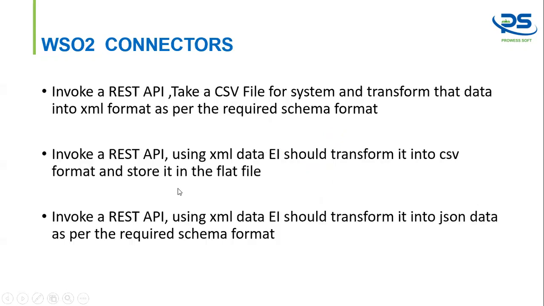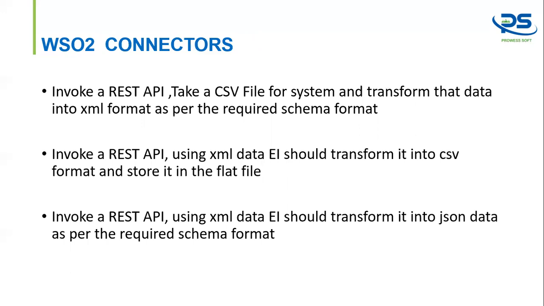We are going to learn three use cases. First, we will be invoking a REST API, taking a CSV file from the system. We will be sending the request from Postman with the file name, and we will be checking whether the file exists or not. If the file exists, we will be transforming the data into XML format as per the required schema, and sending it to the client.